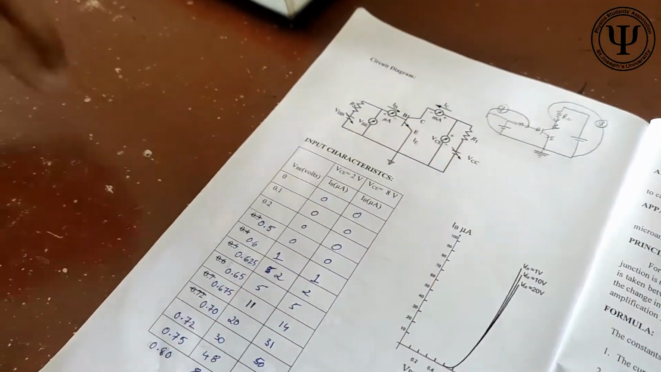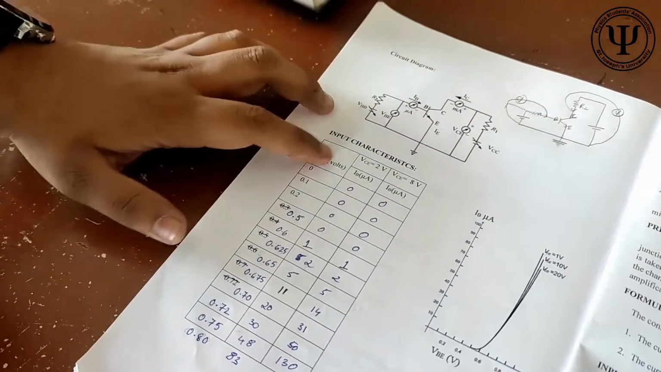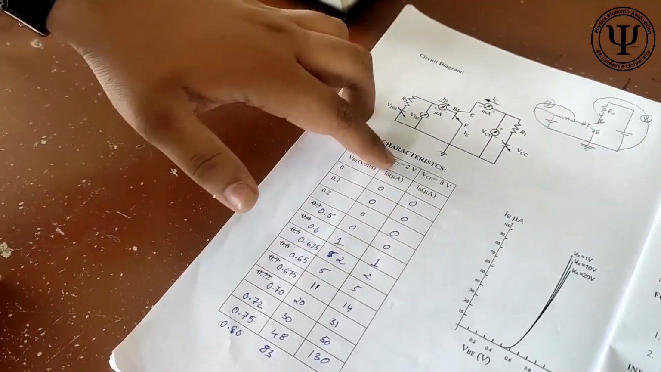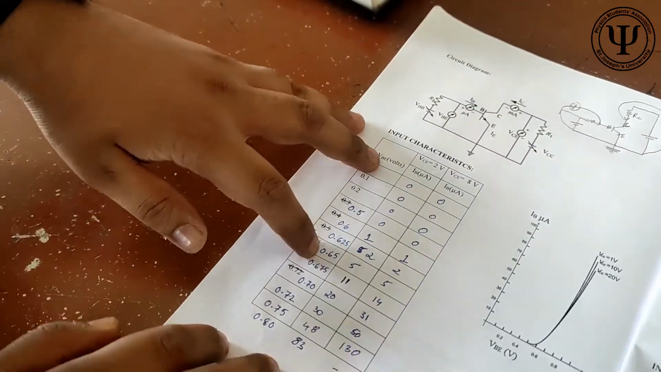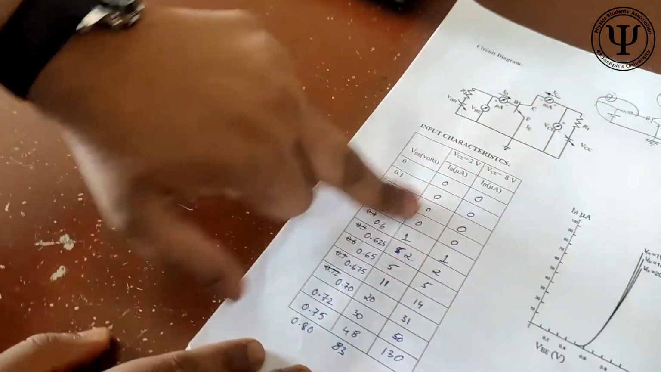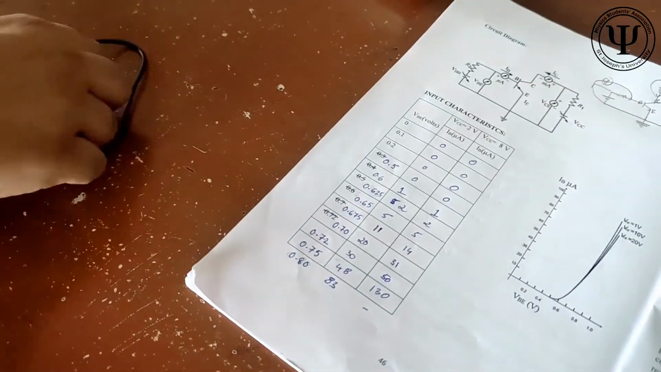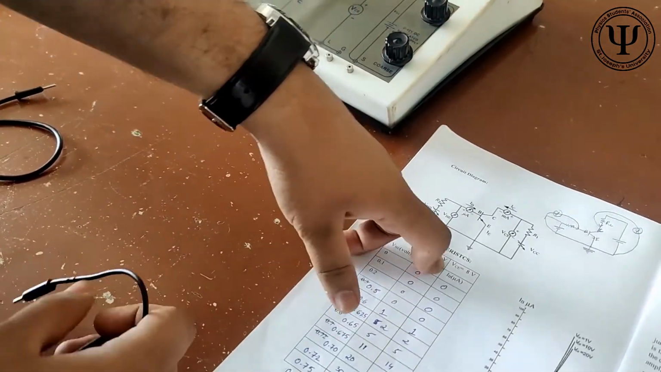Now for the input characteristics, just refer to the table. What you basically have to do is keep VCE, that is the voltage across the collector and emitter region, constant, and then vary VBE, that is the input voltage or the base-emitter voltage, and then the output will be IB, that is the input current, the base current. So our first task is to set VCE to 2 volts.